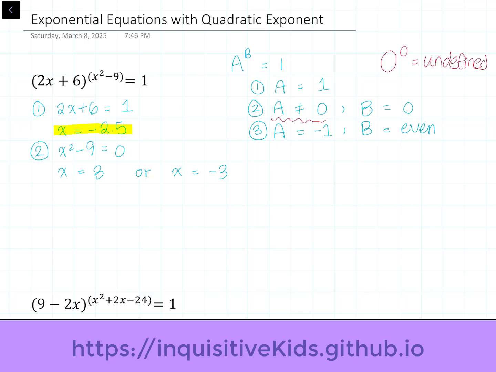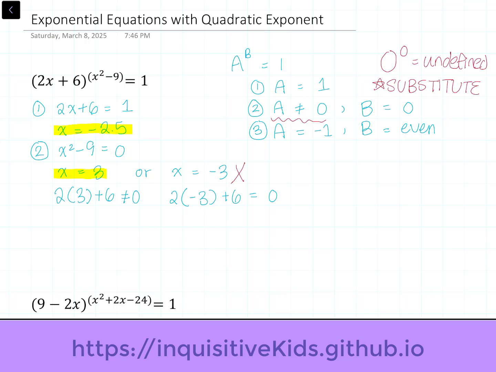Let's substitute x is equal to 3 back into the base to see if it fits the second part: a is not equal to 0, or the base is not equal to 0. Well, 2 times 3, plus 6 does not equal 0. So this first solution is correct. X can equal 3. Let's check the second one. 2 times negative 3 plus 6 indeed does equal 0, which means that after substituting, and remember, the big part is to substitute to show and check that your work is right, we found out that x cannot equal negative 3. So this is not a valid solution.